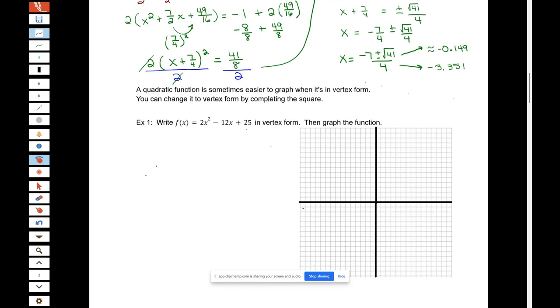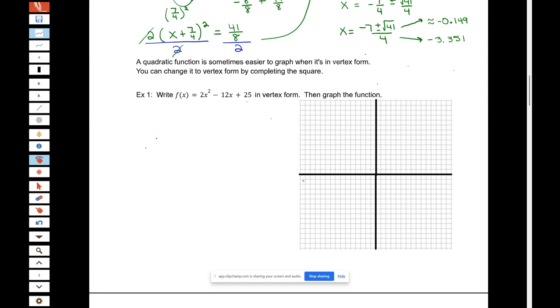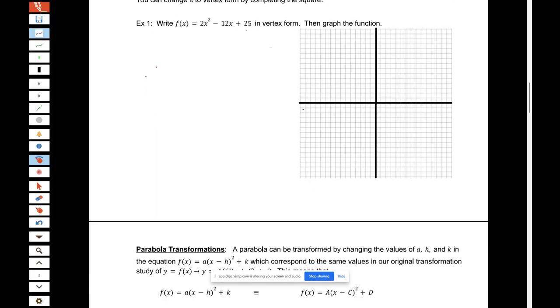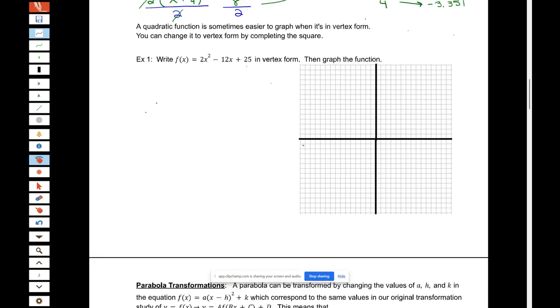Hello and welcome to this second video on completing the square with quadratic equations. In this video, we're going to continue what we did the first time, and we're going to start with this example, which we're going to use completing the square in order to change a quadratic equation to the vertex form.